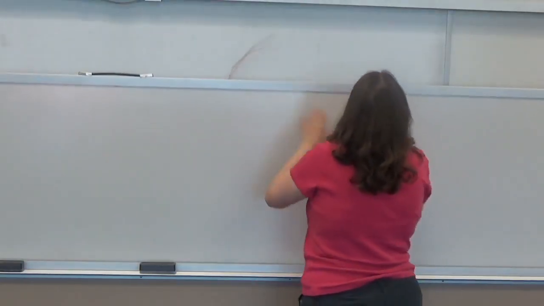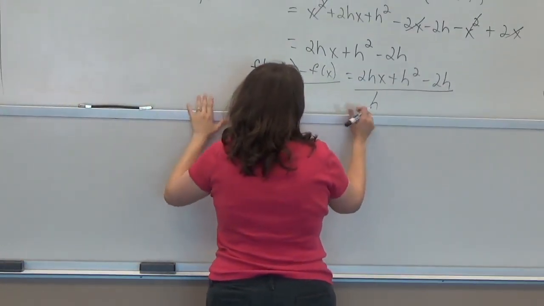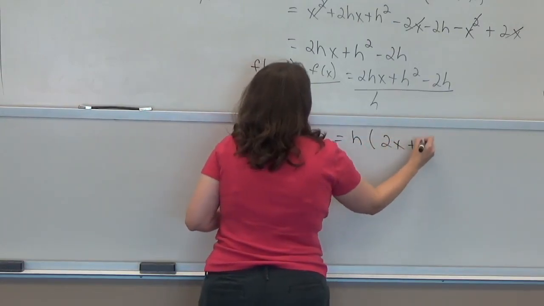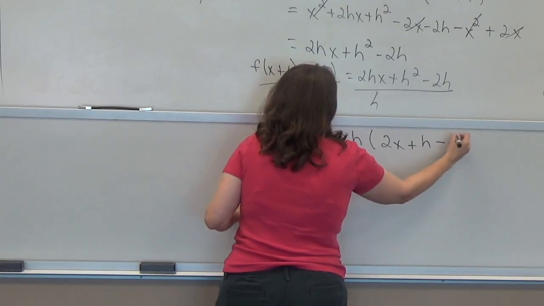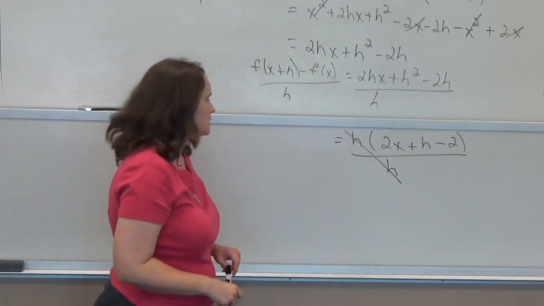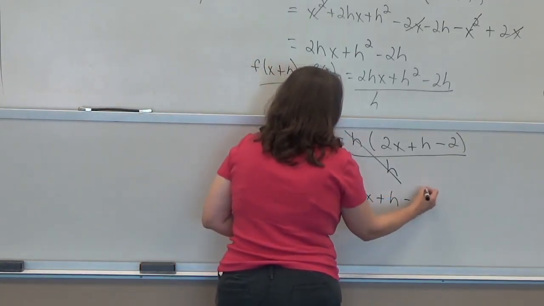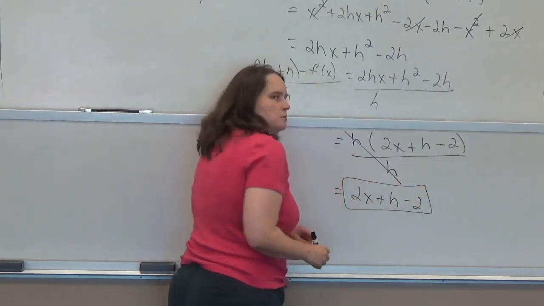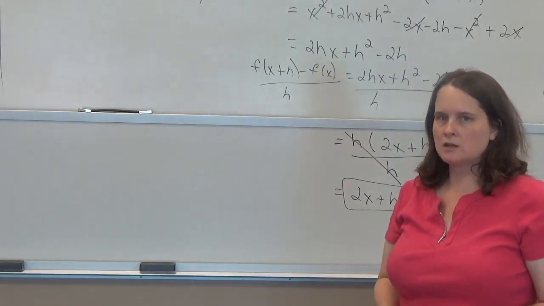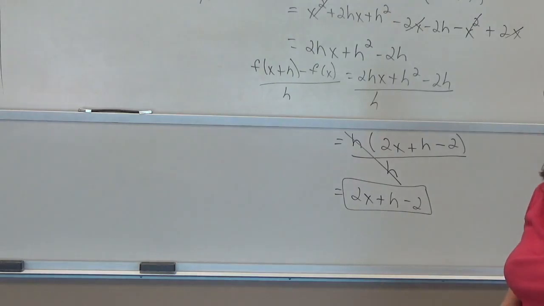let's go ahead and factor the h out of the top. So that leaves h parentheses 2x plus h minus 2 over h. And once I factored my h out, that gives me 1. So I'm left with 2x plus h minus 2 for my answer. These problems are not difficult, but they are very long, and you've got a lot to keep up with, so you are going to need to make sure you find plenty of time to practice these. 2x plus h minus 2 is my answer on that one.